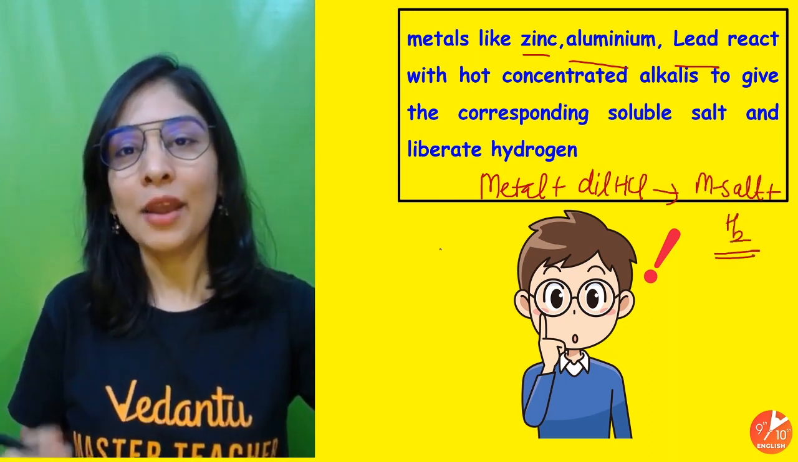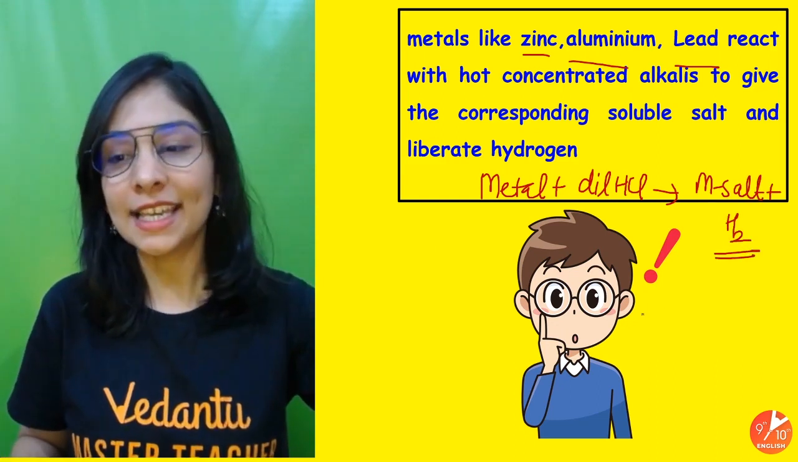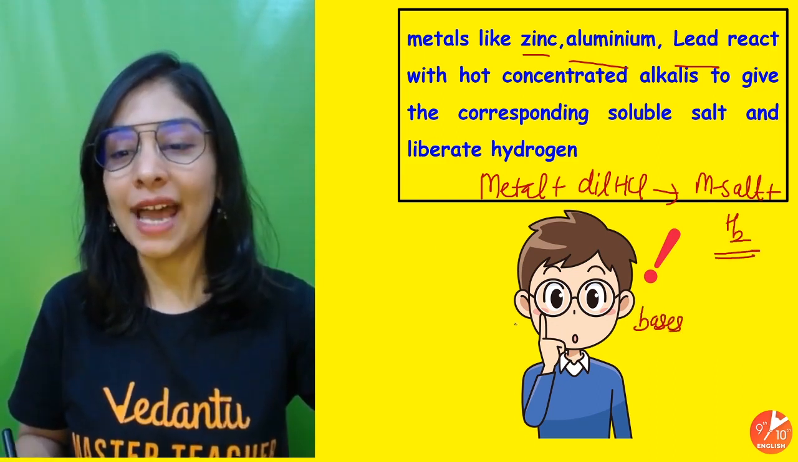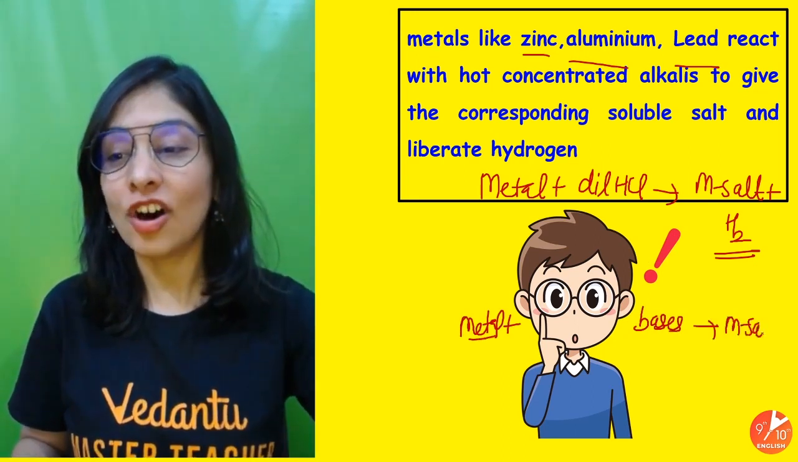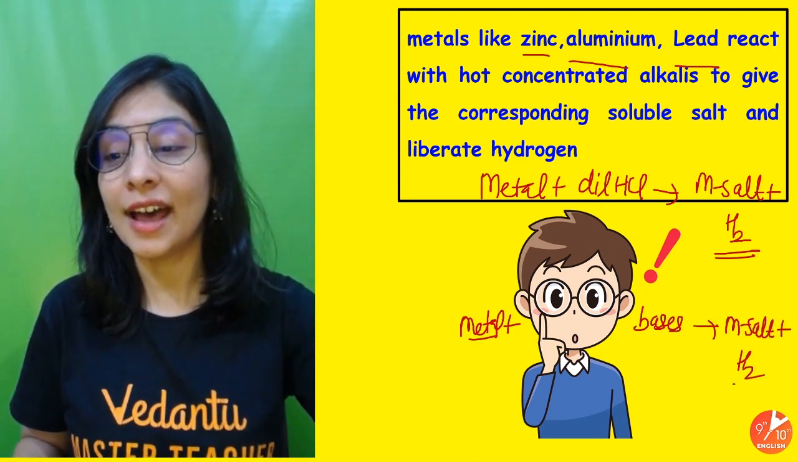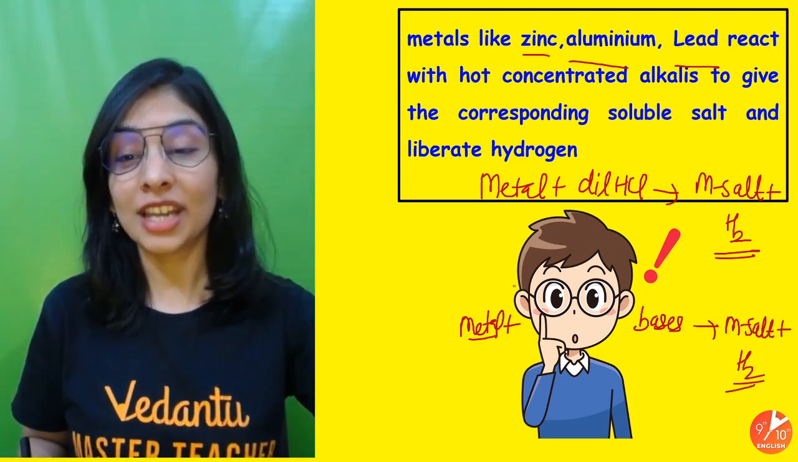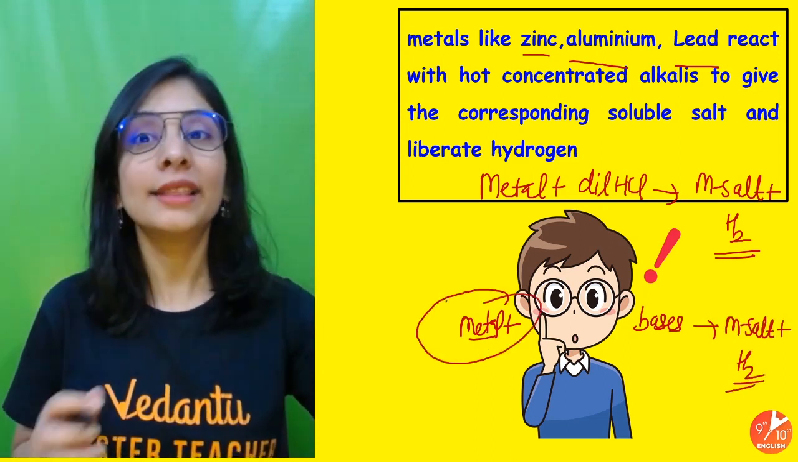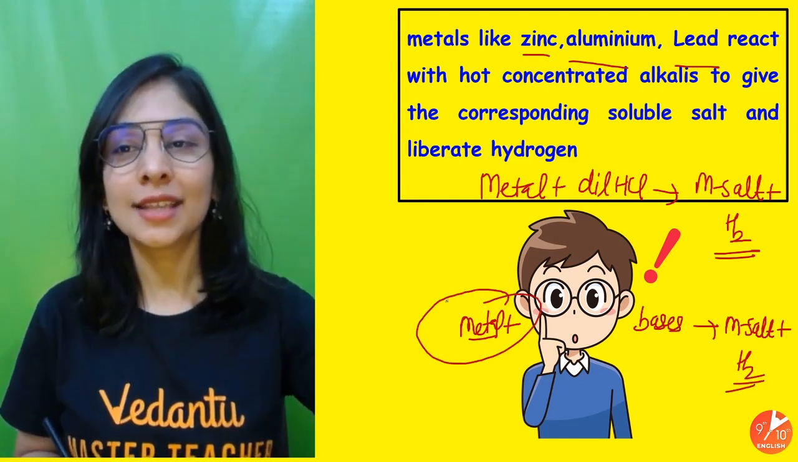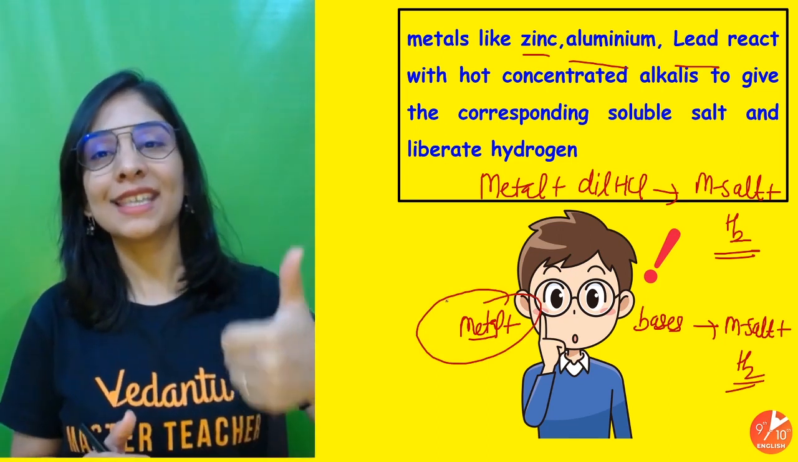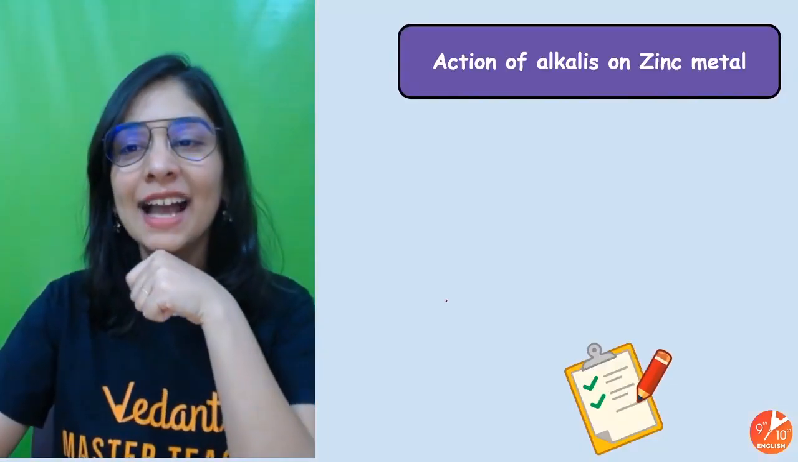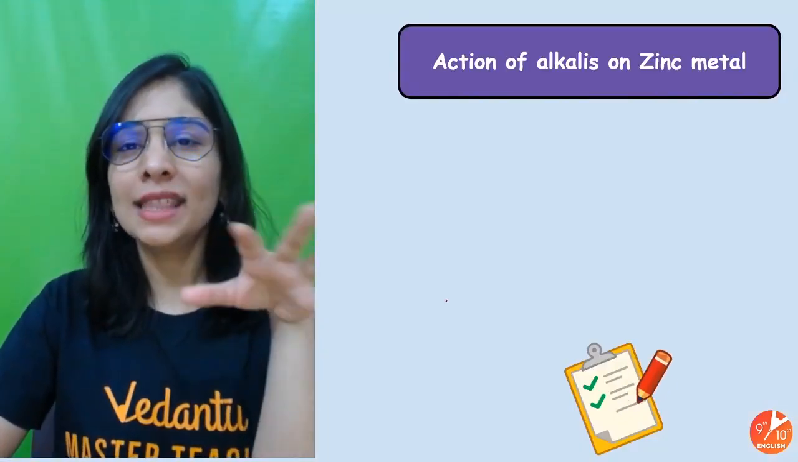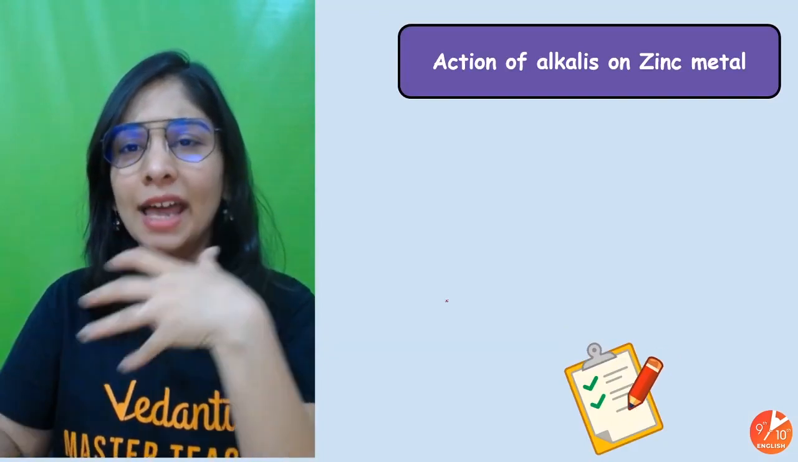So generally, bases will also react with the metal to do the same exact thing, to give metal salt and hydrogen gas. The only thing that I need to tell you is that it's not all the metals that can react with bases. The list is only limited to zinc, aluminium and lead. Now you're like, ma'am, what exactly is the reason that only these metals will react with alkalis?